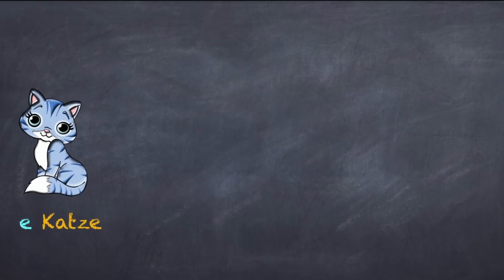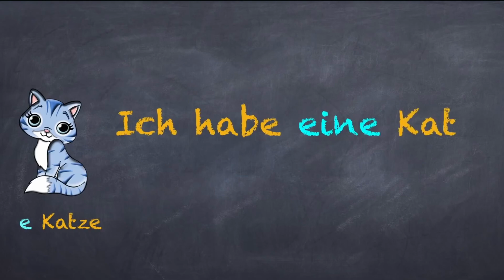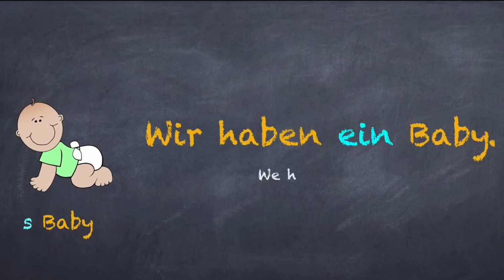Now let's look at an accusative object that is feminine. Ich habe eine Katze. Here, the accusative object is Katze and the article remains eine, just like in the nominative. Now let's do the accusative object when it's neutral. Wir haben ein Baby. In this case again, my object in accusative is ein Baby. And for the article das, the unbestimmte article remains ein as in the case of nominative.